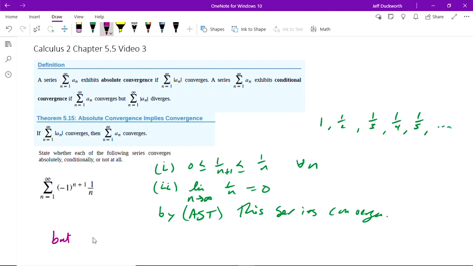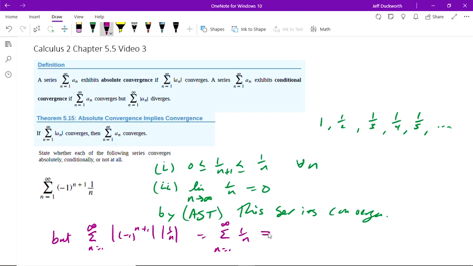The sum from n equals 1 to infinity of the absolute value of (-1) to the n plus 1 times the absolute value of 1 over n equals this. Our negative just turns into a positive. It's always 1, and we're left with 1 over n because the n values are strictly positive.